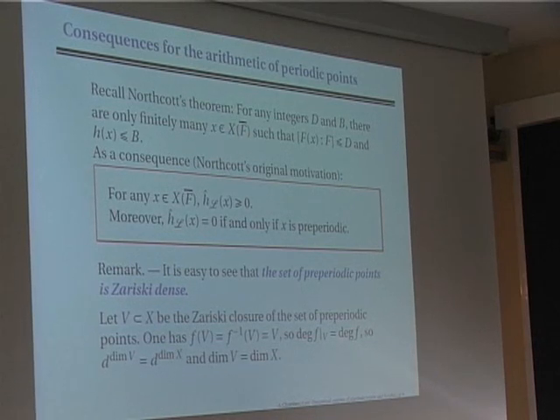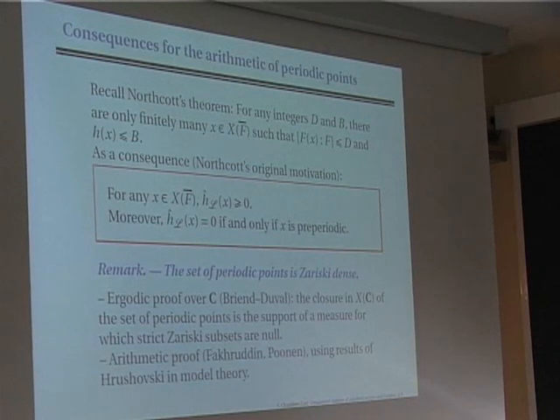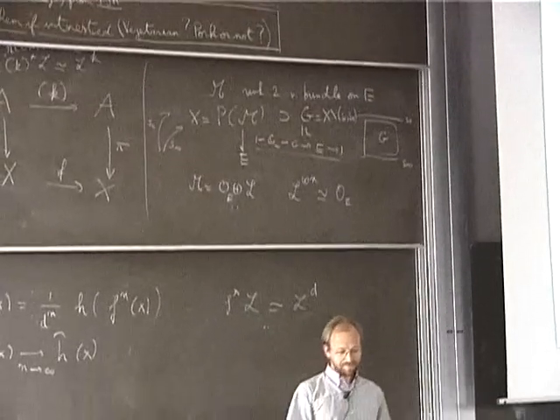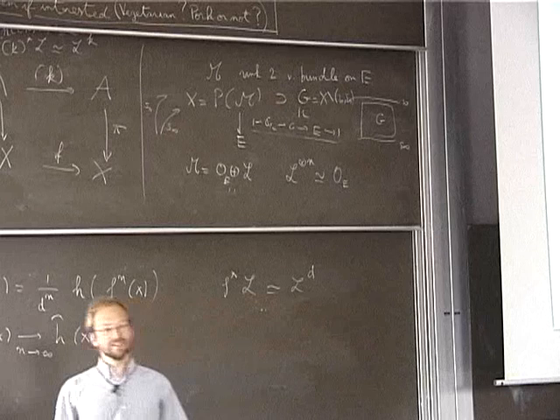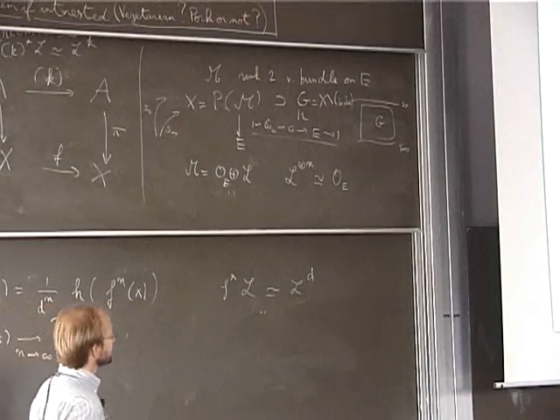Sorry? D, exactly, D is everywhere, D is such that f star of L is isomorphic to L^D. So D is k squared if f is a multiplication by k on an elliptic curve.